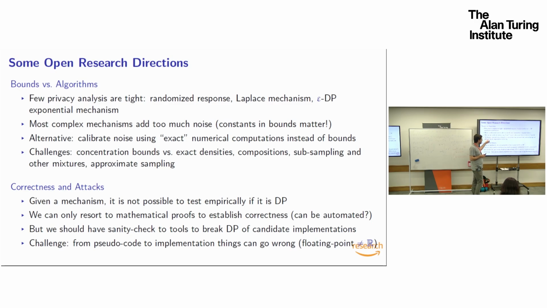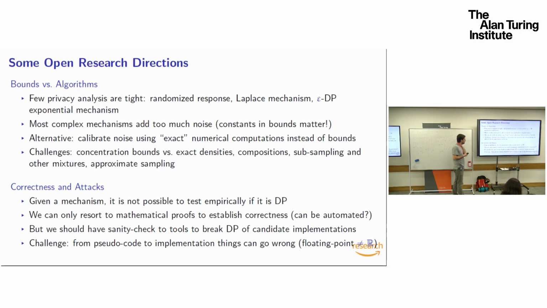So challenges for this are moving away from concentration bounds and using exact densities, and how you deal with different types of compositions optimally. Things like subsampling and other mixtures are hard to get tight results for. And then there's all this business of approximate sampling when you do Bayesian differential privacy machine learning, for example.